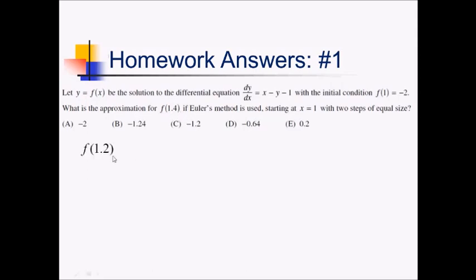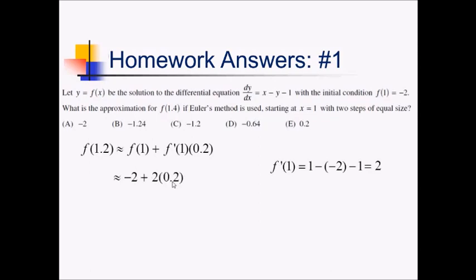So starting with f of 1.2, that's going to be approximately equal to f of 1 plus f prime of 1 times our step size of 0.2. f of 1 they told us was exactly -2. They gave that to us. F prime of 1, that's going to be the x value 1 and the y value -2 plugged into my differential equation here. So we've got 1 for x minus -2 for y minus 1. That's 1 plus 2 minus 1, so that's 2. So I've got plus 2 times 0.2. This is -2 plus 0.4, so -1.6, and this was a no calculator problem.